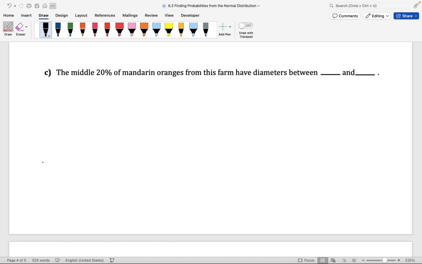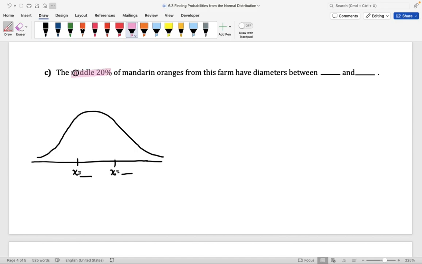Let's go ahead and visualize this. We are looking for two X values. We're looking for the two X values that capture the middle 20%. These two X values are going to capture 20% of the data values. That is the same as 0.2 of the area under the curve. The X value here on the left, I'm going to go ahead and call this X1. The X value here on the right, I'm going to call this X value X2.